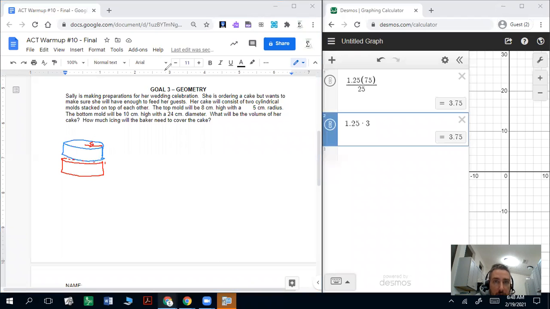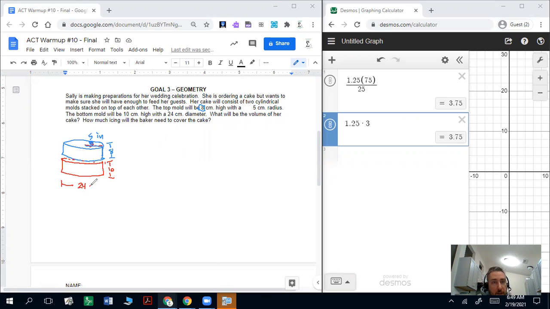Let me do that in blue so I don't confuse you color coding people. So 5 inches. Oh, I just made that 5 inches. And then the height would be 8. The bottom will be 10 inches high with a 24-inch diameter. So that's 10. Now, a 24-inch diameter, that's all the way across.